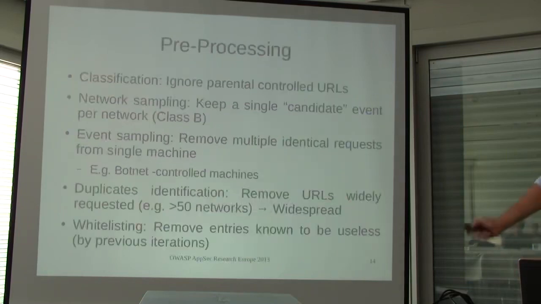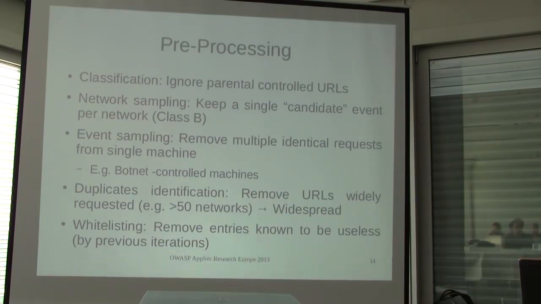So the first thing we do is some pre-processing of all this data. And we do 5 different processing steps here. First we ignore all the parental control URLs, and we just keep those URLs that are malware related, or phishing related, or any kind of exploit kit related and so on. We drop all the parental control URLs.